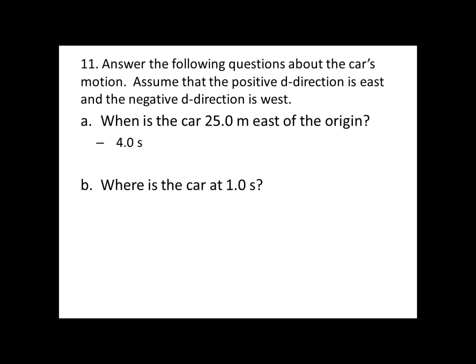So, when is the car 25 meters east of the origin? Well, I can just look up in my graph that it's 4 seconds. Where is the car at 1 second? Well, now I start down on the time axis and I move up to my graph and it's 100 meters east of the origin. Notice I was very complete in my answer here. I didn't just say that it was 100 meters. I went ahead and used the information about east and west in order to give a very complete answer. 100 meters east of the origin.